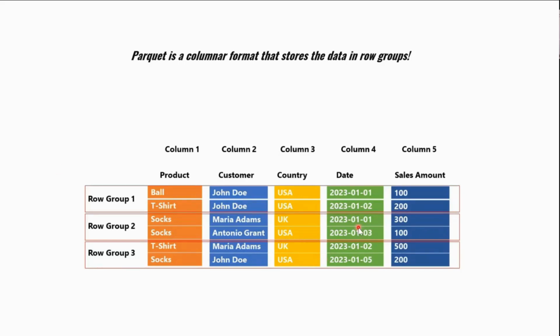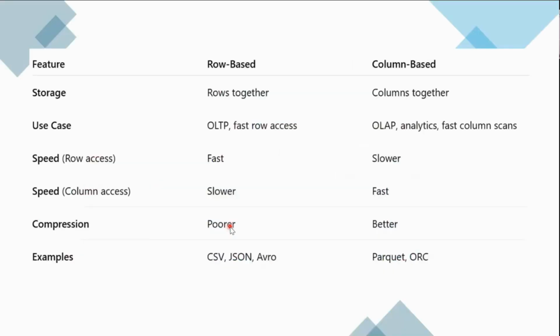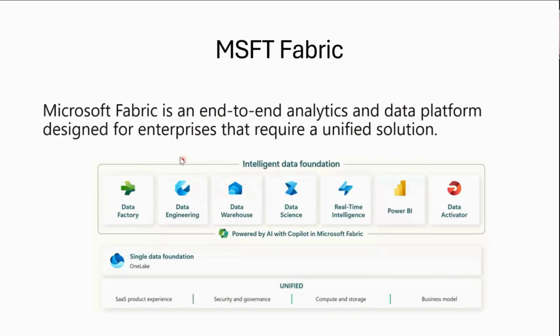So now we understood what the Parquet file format is. Now let's come to Microsoft Fabric. In Microsoft Fabric, if you all remember, I had stated that Microsoft Fabric is a software as a service tool created by Microsoft that supports end-to-end analytics and data platform that is designed for enterprises that require a unified solution. It contains everything from data movement to data transformation to data storage, or what we call as databases.